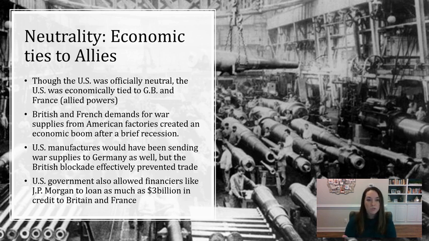In addition to producing war materials and selling them to powers that were at war, the United States government allowed people like J.P. Morgan to loan money. So it's not the US government loaning money to these countries, but J.P. Morgan as an individual and his corporation. J.P. Morgan helped finance the Allied powers' war front with about $3 billion. It just shows you how rich they were.